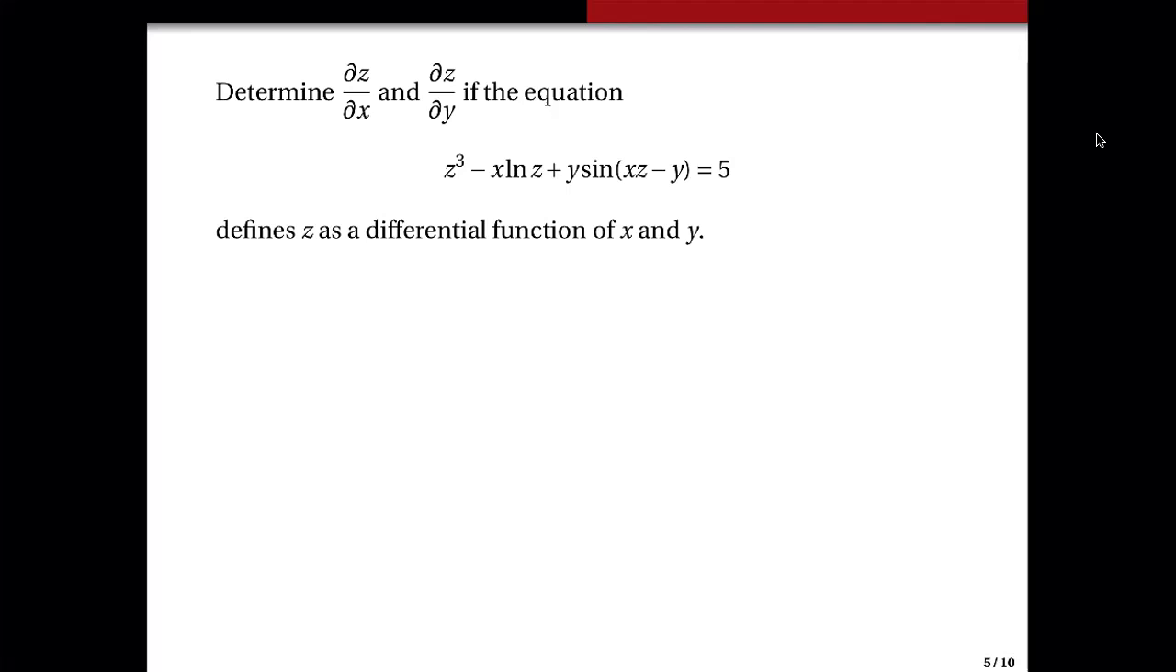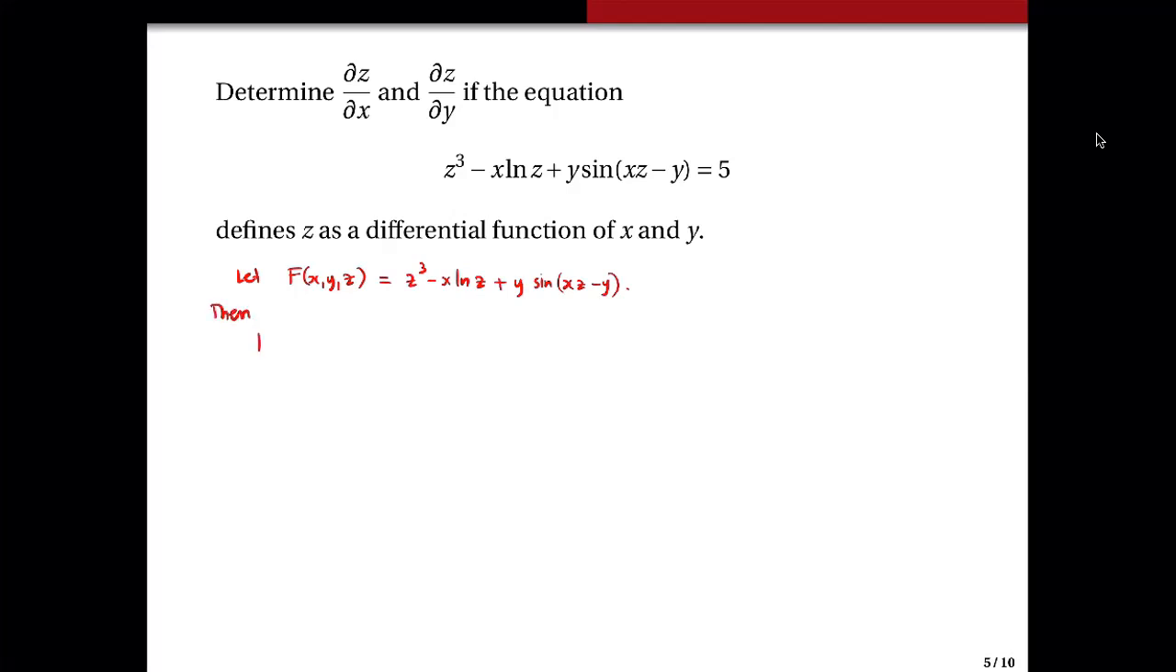Okay, so if we let f of x, y, z, a function of 3 variables, be z cubed minus x ln of z plus y sine of xz minus y, then let's get the partial derivatives of capital F.